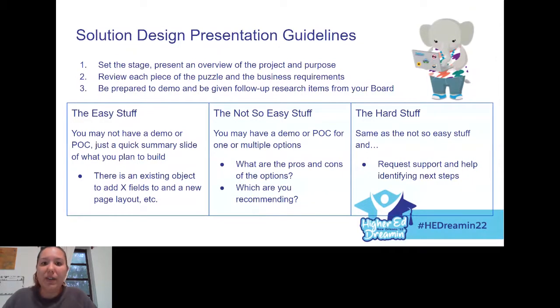The not so easy stuff is the stuff that you probably want to demo or have a proof of concept for one or multiple options. So you want to be ready with the pros and cons of each option and provide a recommendation. This helps kind of drive the conversation with your board and kind of have it be an open back and forth. For the hard stuff, it's very similar to the not so easy stuff. But for the hard stuff, if you really don't know where to start, you can request that support and help in identifying next steps from your board.